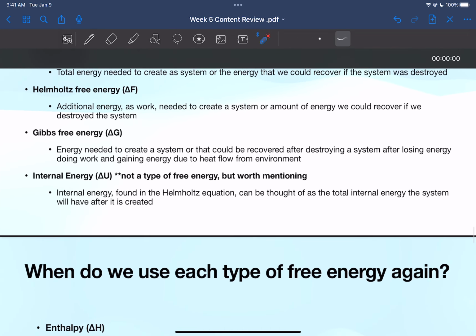Internal energy. It's not a type of free energy, but I think it was worth mentioning how they defined internal energy in the book as well. So internal energy is the total internal energy the system will have after it's created, right?